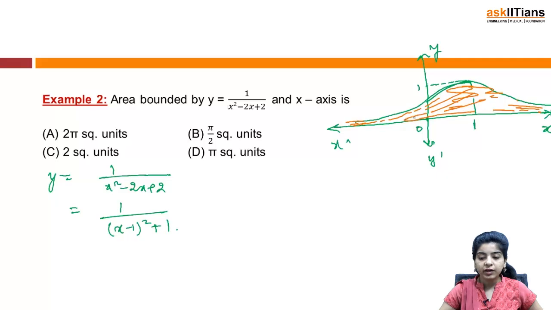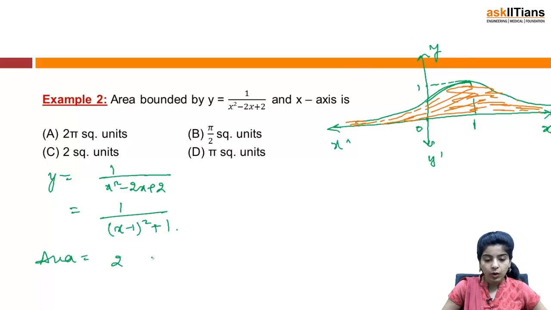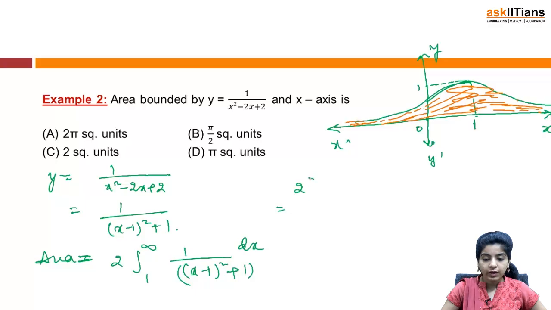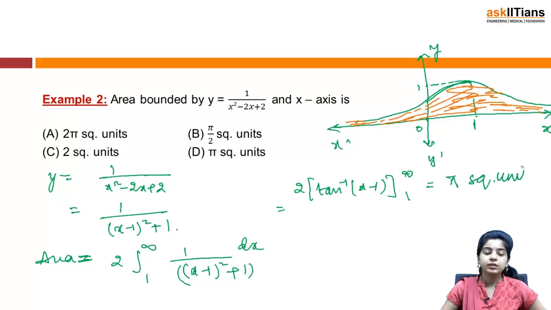Area bounded by this curve and the x-axis. Once you have drawn the graph, you can see that this area would be equal to twice of the integral from 1 to infinity. You can see it is symmetrical, so we can just write it as twice of the integral from 1 to infinity of 1 upon (x minus 1) square plus 1 dx, and this is equal to twice of tan inverse (x minus 1) from 1 to infinity, which is equal to pi square units.